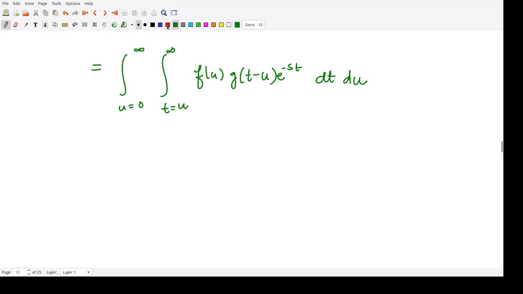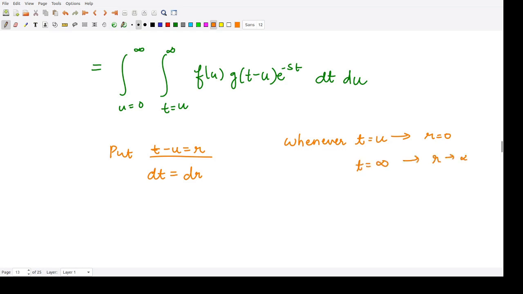The next step is to substitute t minus u as another variable, say r. That means dt would be equal to dr, and your limits would change. Whenever t is equal to u, r becomes equal to 0, and whenever t is equal to infinity, r will tend to infinity.